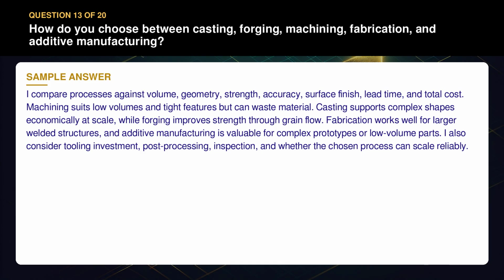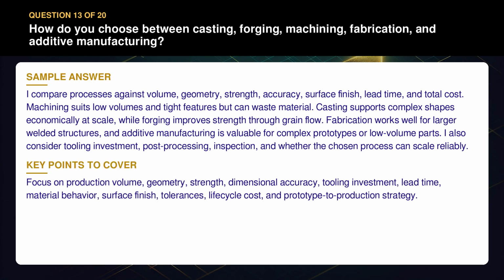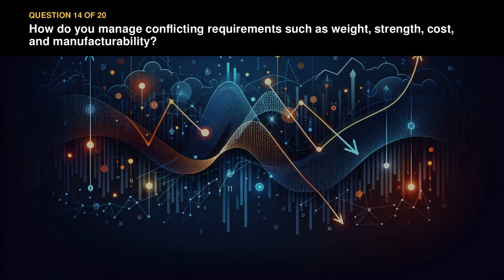Fabrication works well for larger welded structures, and additive manufacturing is valuable for complex prototypes or low-volume parts. I also consider tooling investment, post-processing, inspection, and whether the chosen process can scale reliably. Focus on production volume, geometry, strength, dimensional accuracy, tooling investment, lead time, material behavior, surface finish, tolerances, lifecycle cost, and prototype to production strategy.